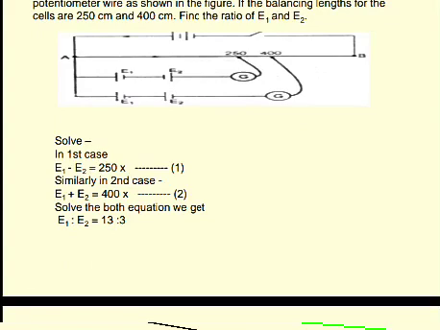Dear students, see the figure. In the first case, both cells are connected opposite to each other. Then E1 minus E2 is equal to 250 into X. Similarly, for the second case, both cells are connected in series. Then E1 plus E2 is equal to 400 into X. Solve both equations and find the values of E1 and E2. Then we get the ratio of E1 and E2 is equal to 13:3.